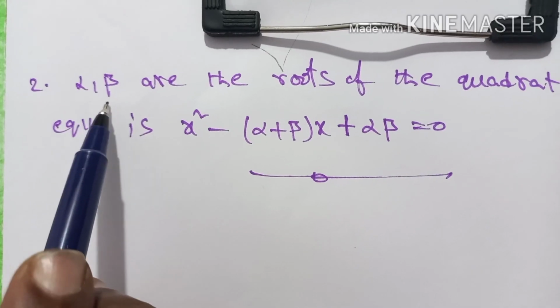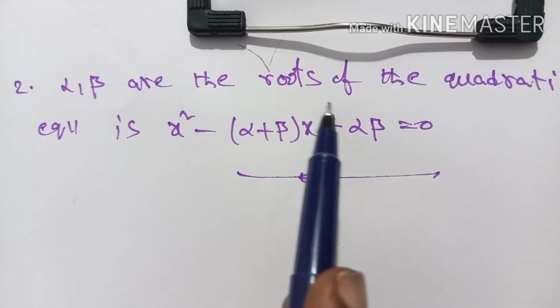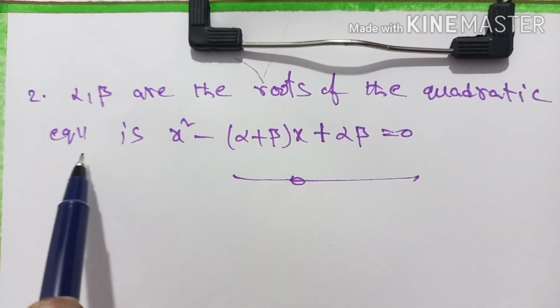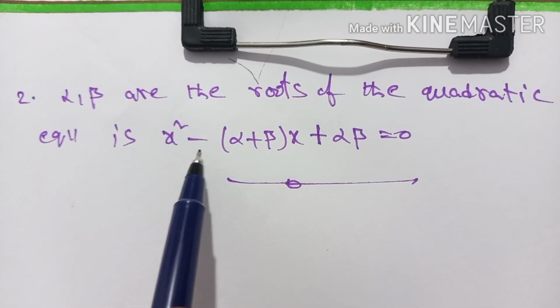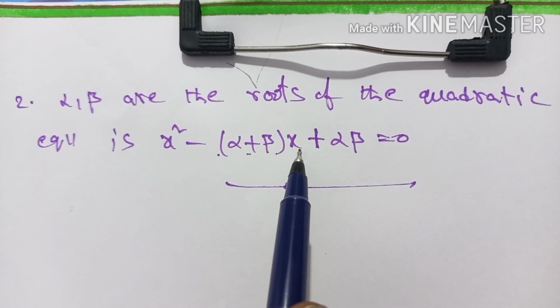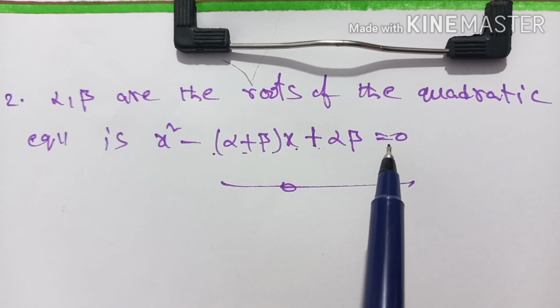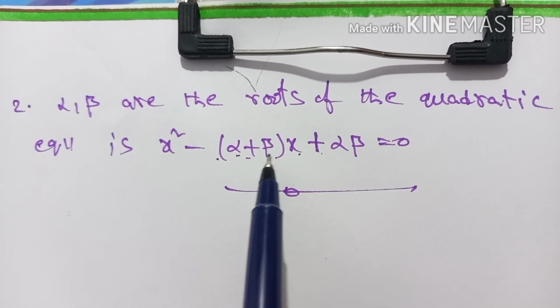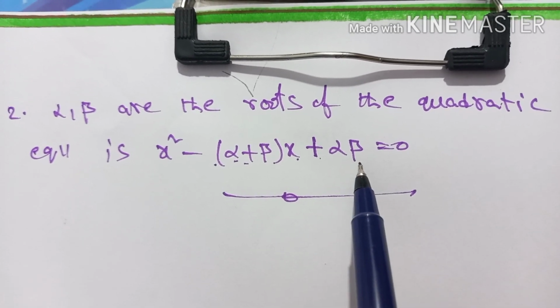If alpha, beta are the roots, the quadratic equation is x square minus (sum of roots) into x plus product of roots equal to 0. Sum of roots means alpha plus beta. Product of roots is alpha into beta.